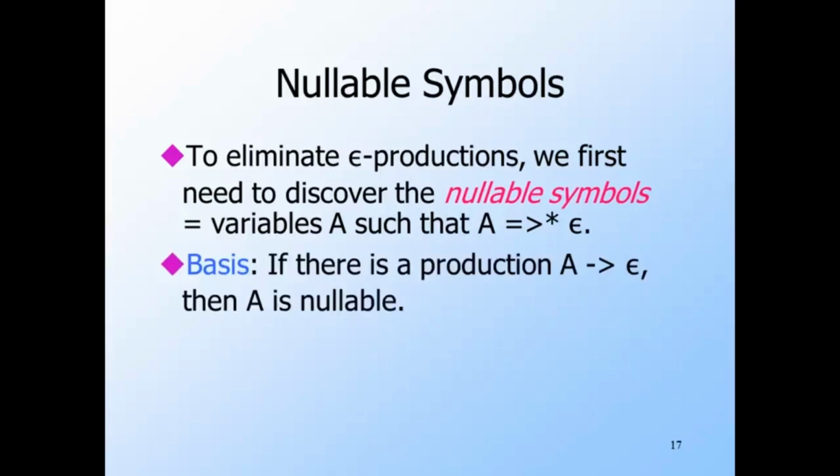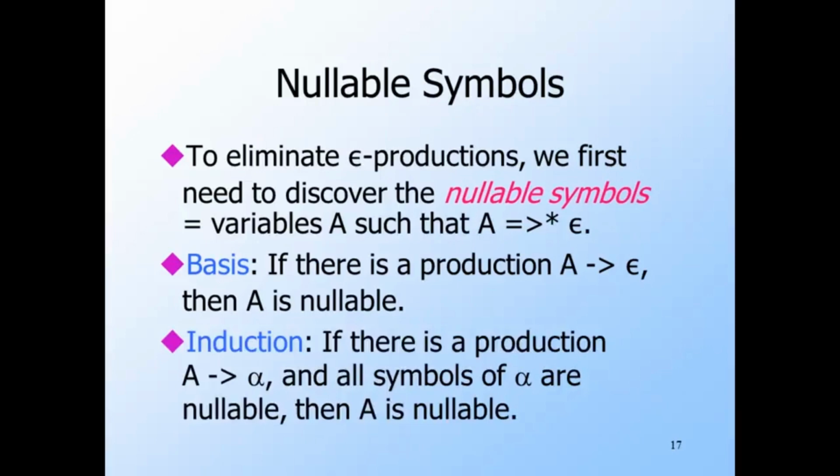The basis of the discovery algorithm is that if A has a production with an empty body, then it is surely nullable. And the induction is that if A has a production with body alpha, and alpha consists only of variables that are nullable, then A is also nullable.